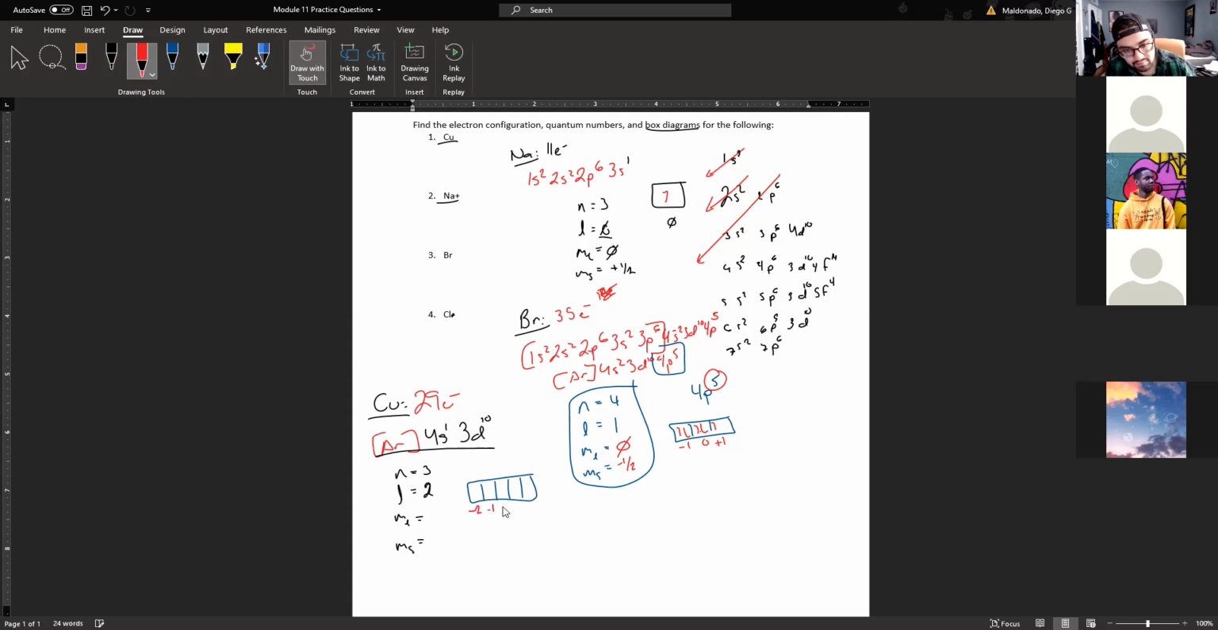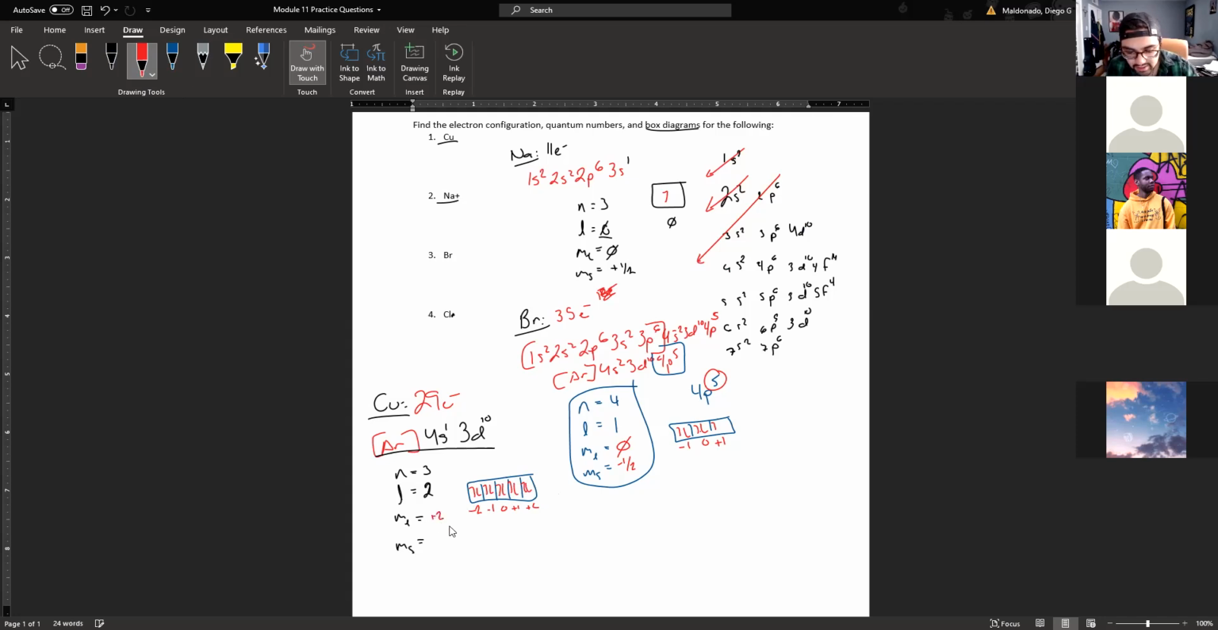Okay. And then, so how many electrons would I have? 10. Yes, it would be 10. So it will completely fill its d orbital. Okay. So we have +2.